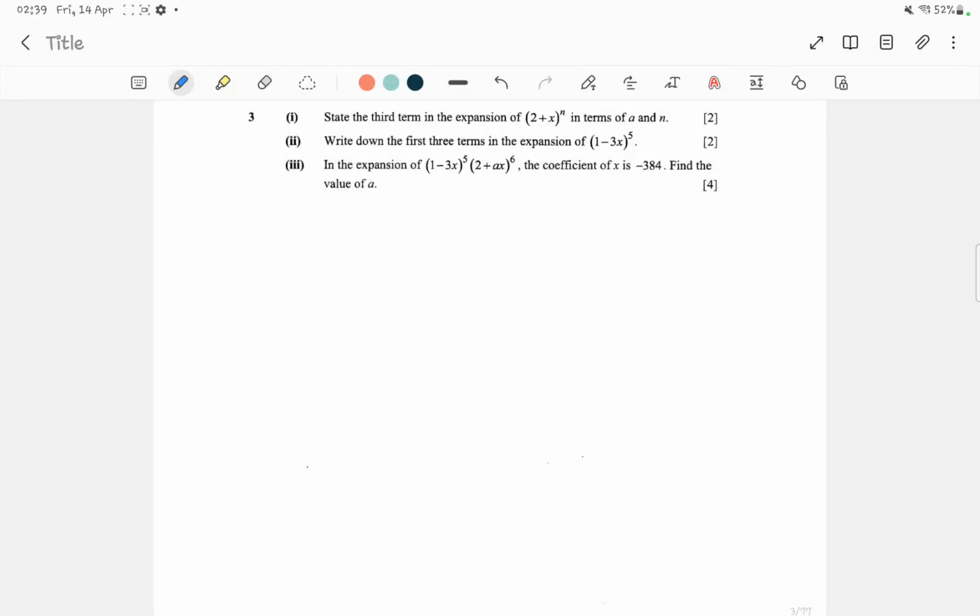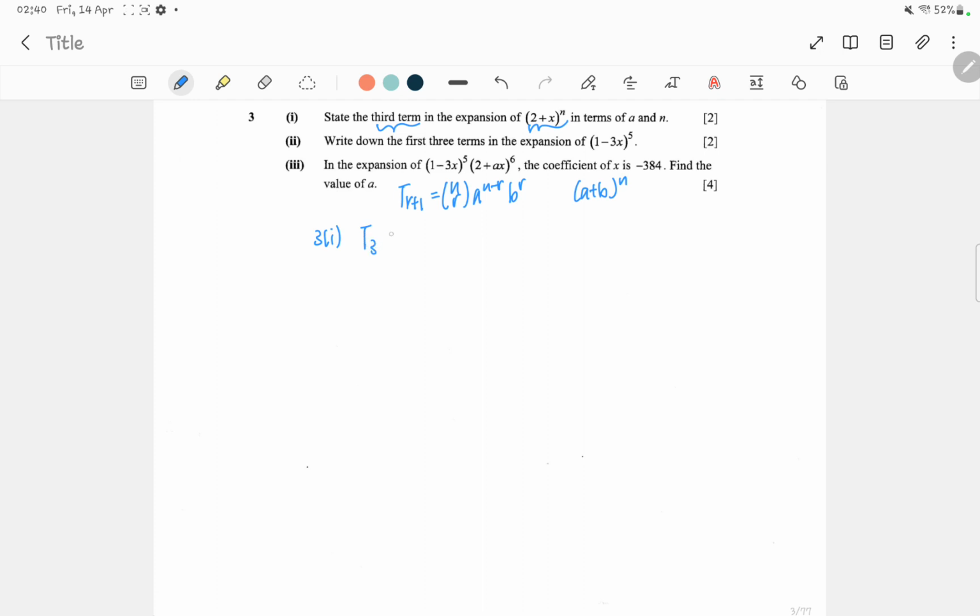In this question, you can clearly see that we are doing binomial theorem over here. So 3(i) is asking for the third term in the expansion of (2 + x) to the power of n. So recall this formula, which is T_(r+1) = n choose r, a^(n-r) b^r, for the expansion (a + b) to the power of n. So for 3(i), we're going to use this formula over here.